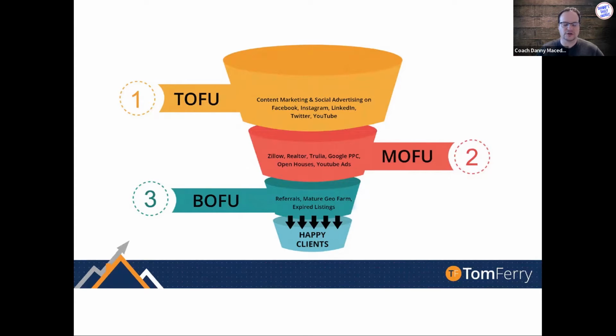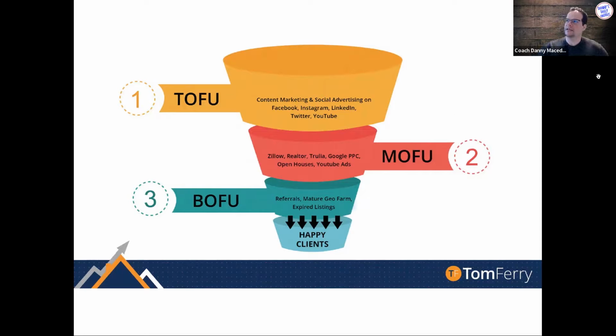They've done more of the research. They're further down the line in making a decision. Those would be your middle of the funnel leads. And then you have your bottom of the funnel leads. These are folks that are making a decision, putting pen to paper within the next 6 months.